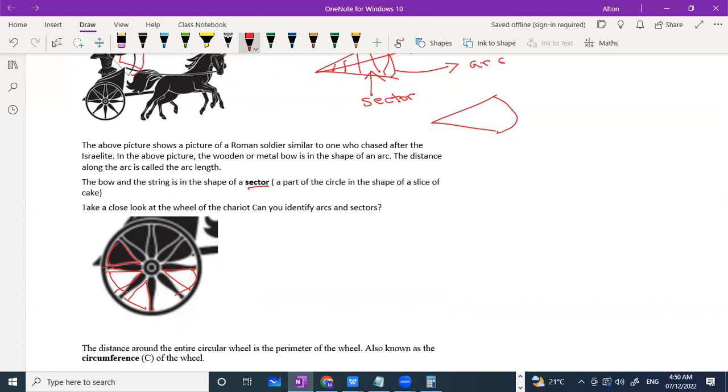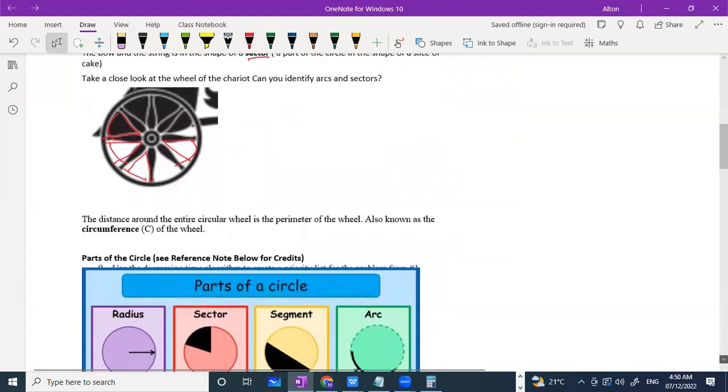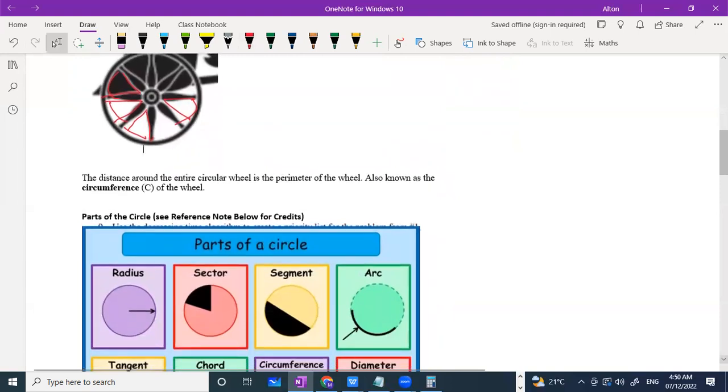So maybe it might be a good idea to start off with a definition of what is the circumference of a circle. It is the total distance around the circle, which we know is a measure of the perimeter of the circle. That is what we call the circumference. And of course, we know a wheel is an example of a circle. Usually we use the letter C for circumference.